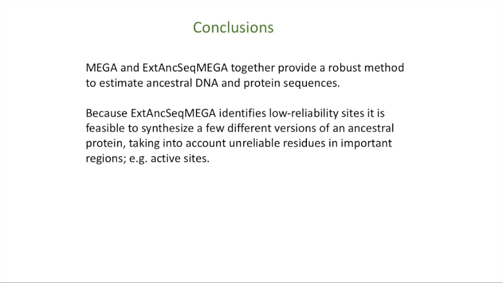The conclusion is that together, MEGA and extantseek MEGA provide a robust method to estimate ancestral DNA and protein sequences. Because extantseek MEGA identifies the low reliability sites in the protein, it's feasible to synthesize a few different versions of an ancestral protein, taking into account unreliable residues in an important region. For instance, if in the active site you've got an unreliable residue, it might be worthwhile to have two versions synthesized, one which has the most probable amino acid at that site, and the other which has the second most probable amino acid. And that is the end.